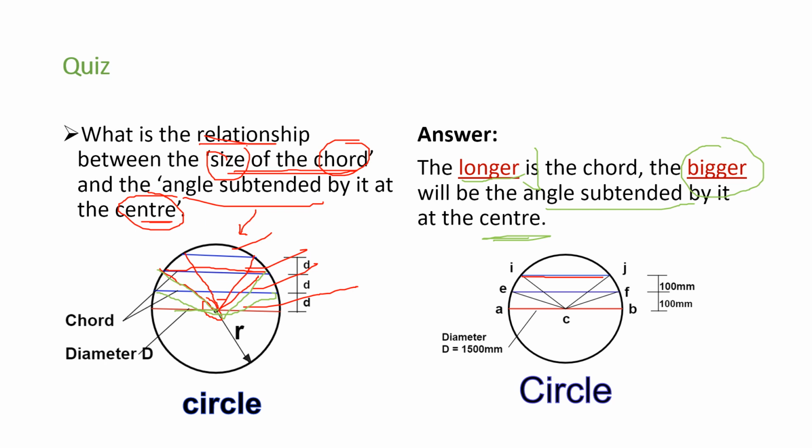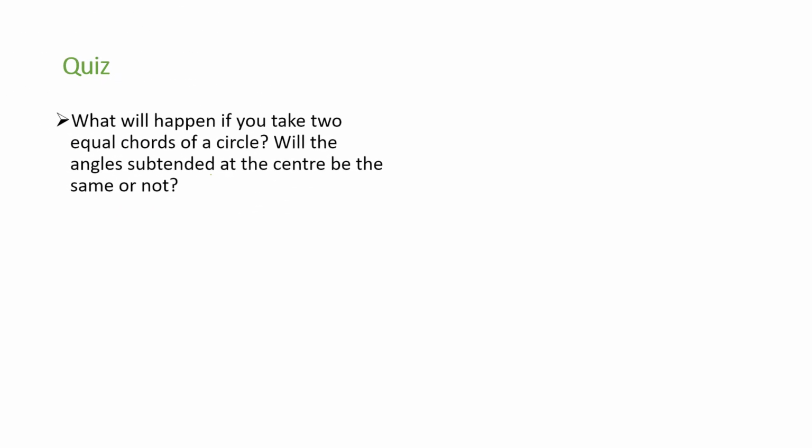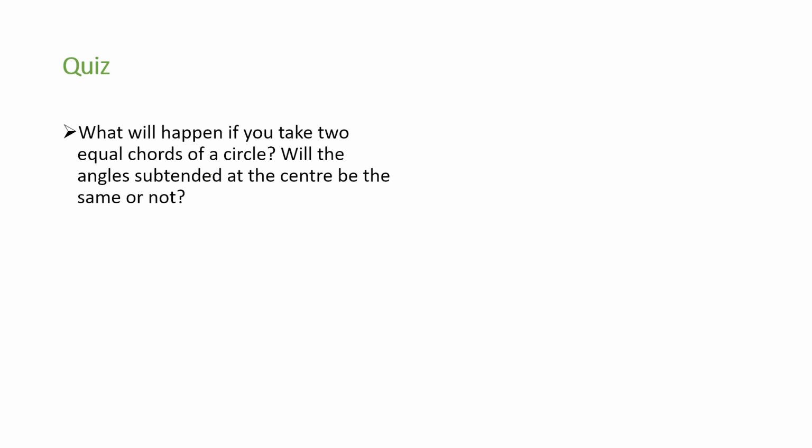Let's go to the next topic. One more quiz now. What is the question? What will happen if you take two equal chords? Last topic, last slide: we were talking about chords of different lengths and angles subtended. Now let's take two chords of equal length. Will the angle subtended by them at the center be the same or not? That is the question. I'm giving a clue.